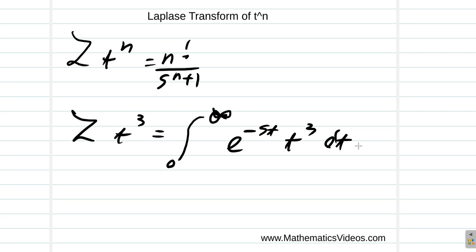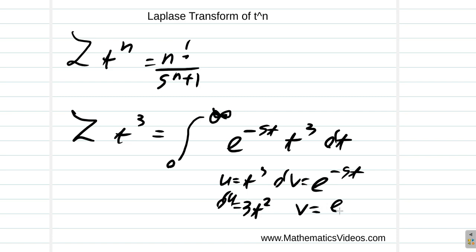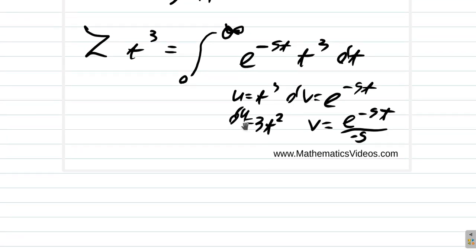Now, let's quickly go through this. Let's use integration by parts, where u is equal to t to the 3 and dv is equal to e to the negative st. So du would be 3t squared and v would be e to the negative st over negative s. Now, let's call this L1, right?